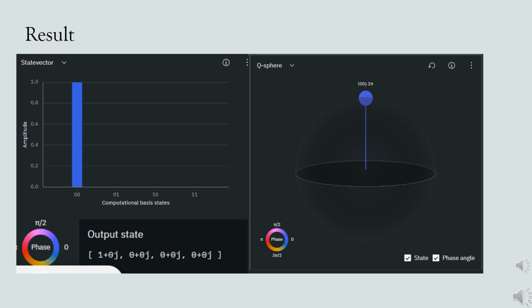This means that no matter how many times the circuit is measured, the final measurement result is always 00, which indicates that the function being tested is a constant function, because in the Deutsch-Jozsa algorithm, when the measurement result is 00, it means that the output of the function is the same for all inputs.